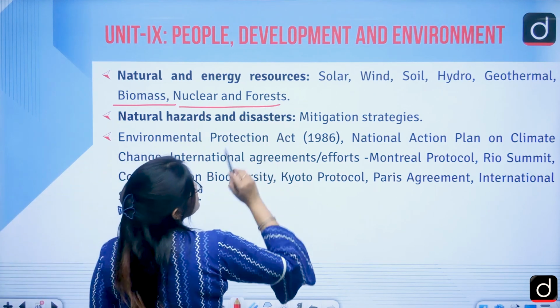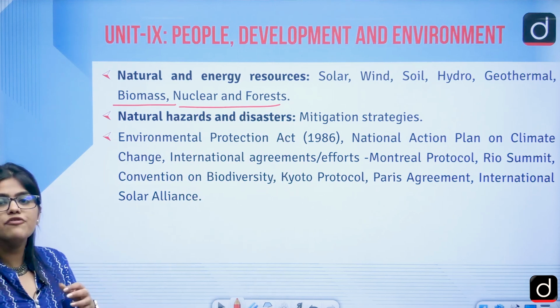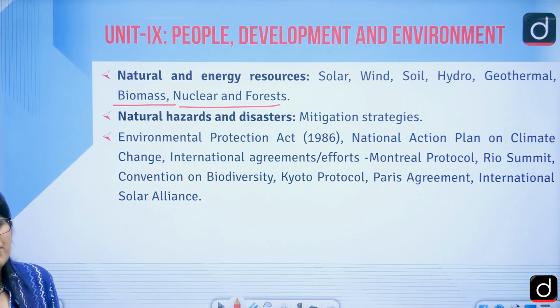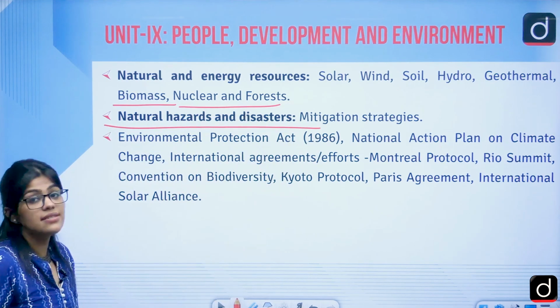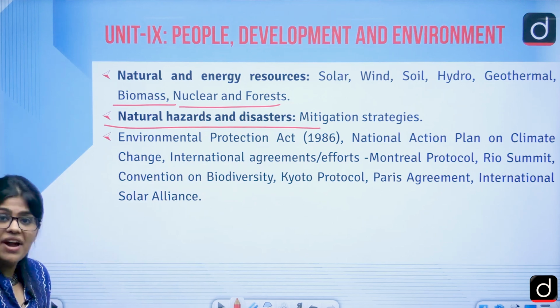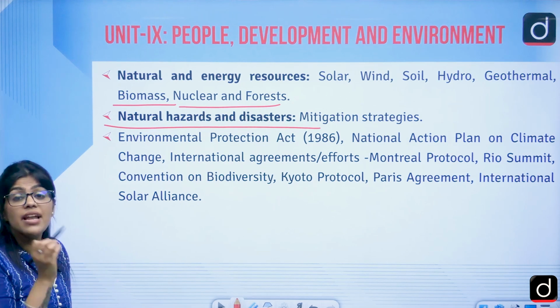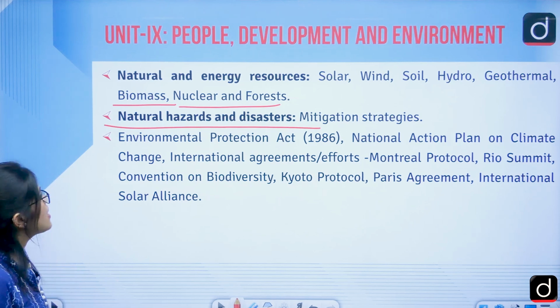Also, I'll give you the correct data because questions are asked on how energy is created from these resources. So renewable resources, non-renewable resources. We'll be studying the whole topic in these two categories. Then we'll be studying about the natural hazards and the disasters. How do you prevent the disaster? We'll be studying about the Disaster Management Act in greater detail. At different levels, we have those acts and how mitigation strategies are important.